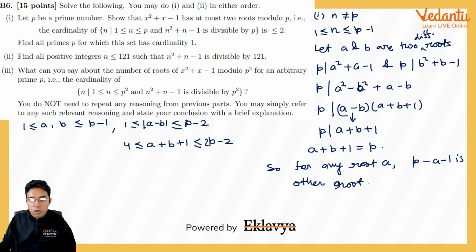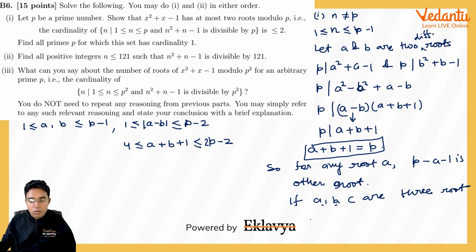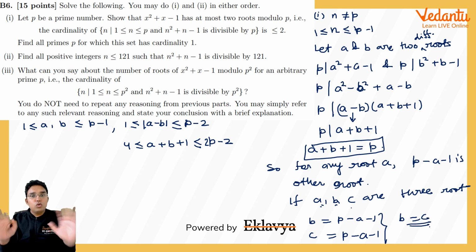So you cannot have 3 roots, because suppose if a, b, c are 3 roots, then we can say from this relation, for a and b, if they are roots, then b will be p minus a minus 1, and if a and c are roots, then c will also be p minus a minus 1. This gives us that b will be equal to c. So there are at most two roots.